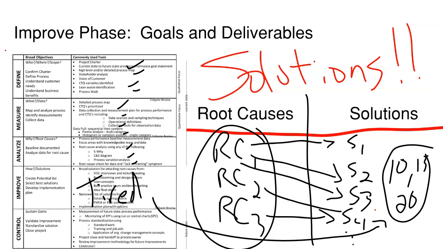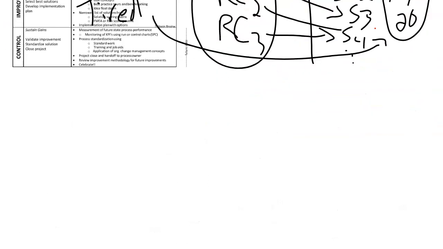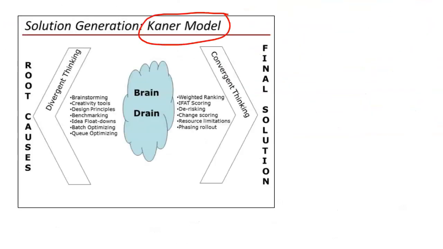There's a new product development thought leader by the name of Samuel Kainer, and I think he did a good job of visualizing this fatigue that sets in at the beginning of the improve phase. It's sometimes called the Kainer model towards idea generation. And the idea is that at the beginning of any type of group solution generation exercise, we need to create some divergent thinking where we're creating a broad list of solutions.